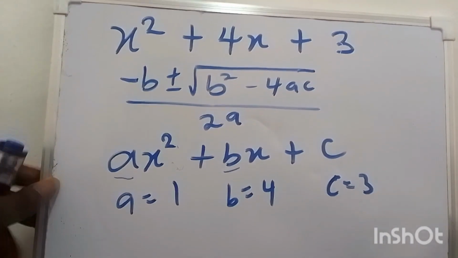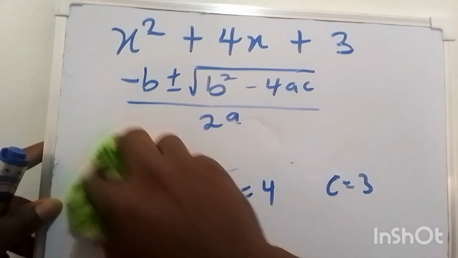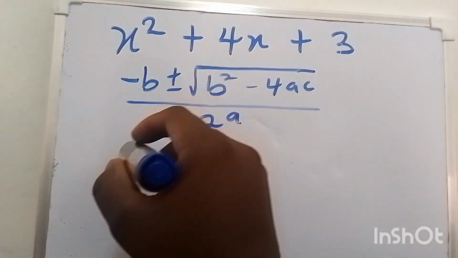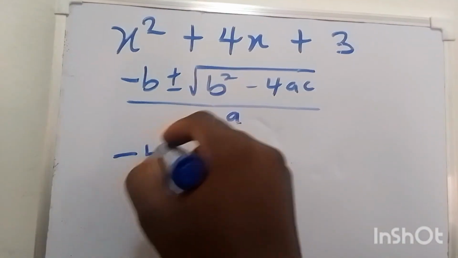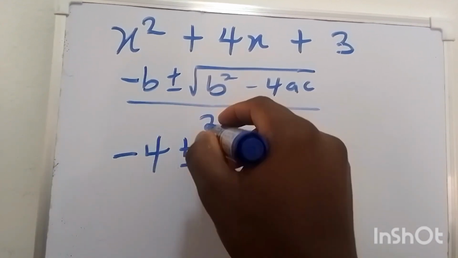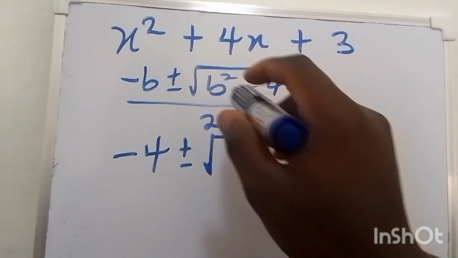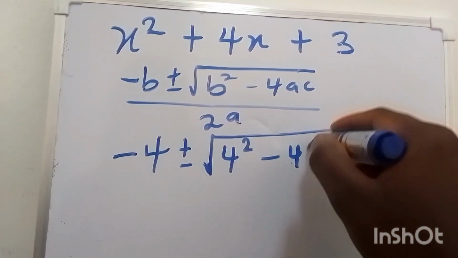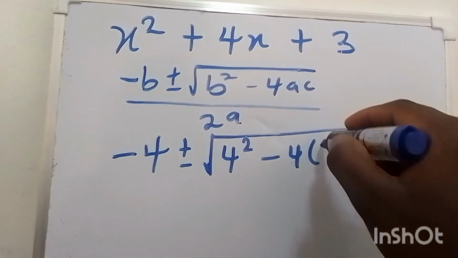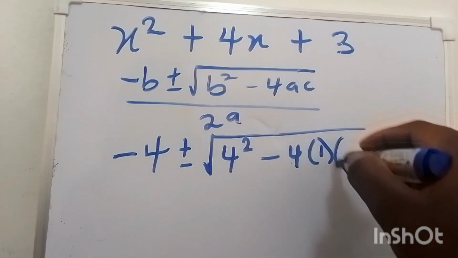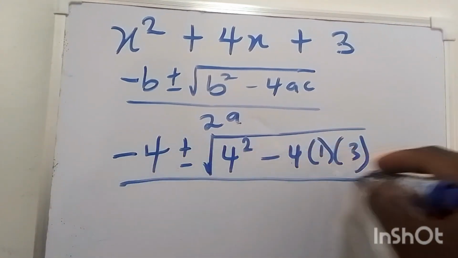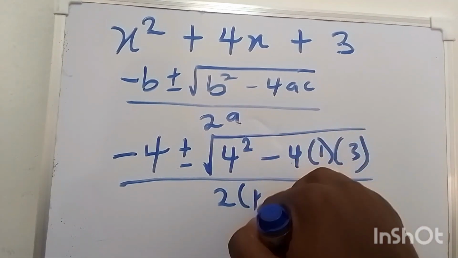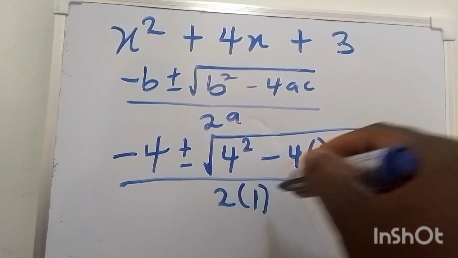So we can write that down. We have negative b, which stands for negative 4, plus or minus the square root of b squared, which is 4 squared, minus 4 multiplied by the value of a, which is 1, and the value of c, which is 3, all divided by 2 multiplied by the value of a, which is 1. Okay, a equals 1.